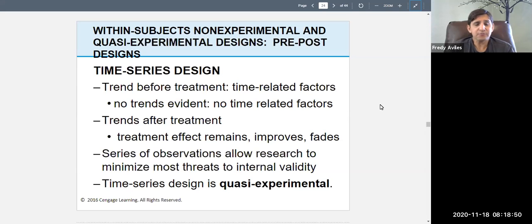If there is a trend after treatment, let's say there's an event, something you manipulate, or something that happens on its own, it doesn't matter, right? If there's a trend afterward, if there's a pattern, a consistent increase or decrease, right? That means that something could have happened after treatment, okay? So it could be that the treatment effect remains, improves or fades. So let's say there's some treatment, some relaxation training program, and you want to see if the treatment effect remains. Do people remain relaxed on the different days that you observe and measure them? Or does it get better?